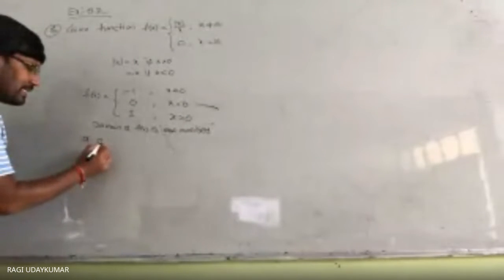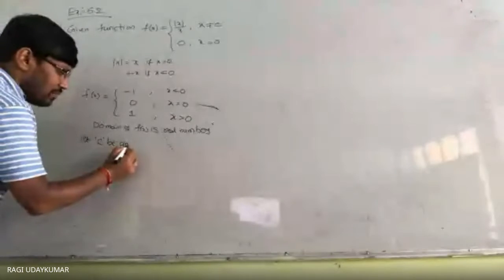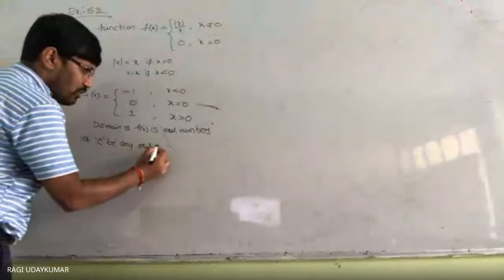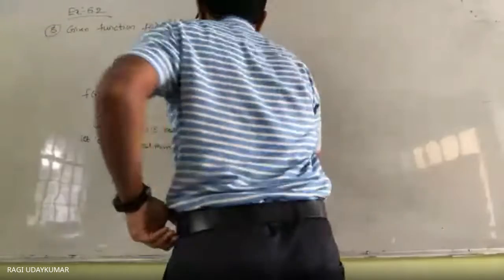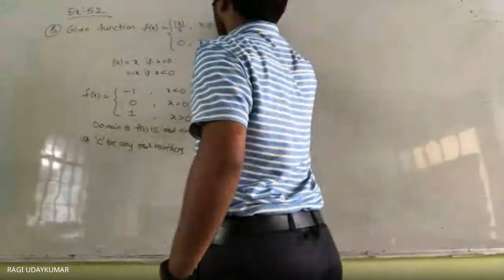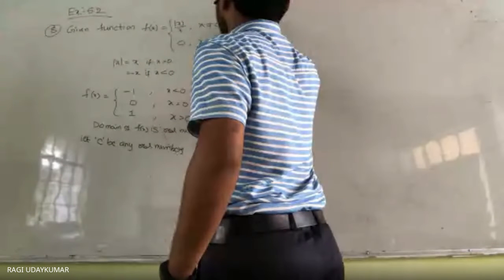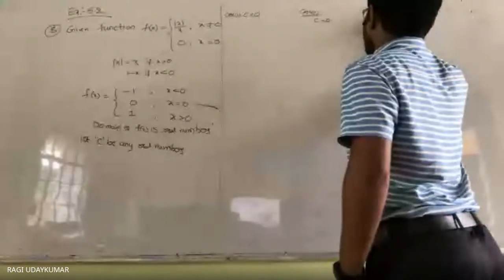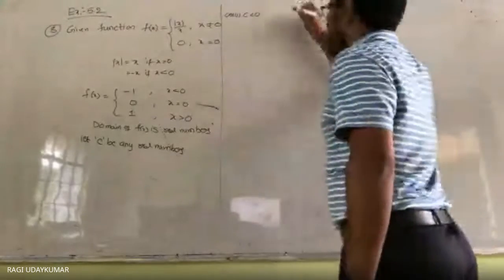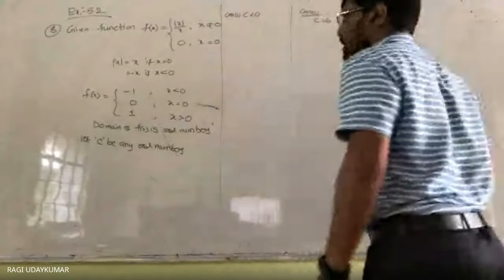So let c be any real number. So we have to check the discontinuity at c. So 3 different cases you need to take. In case 1, take c less than 0. In case 2, take c equal to 0. In case 3, c greater than 0. So 3 different cases you need to consider.